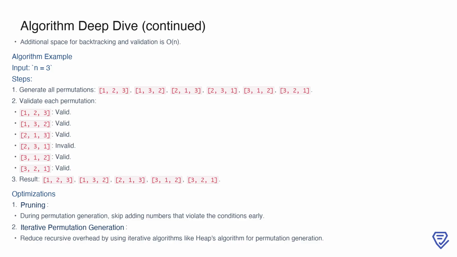Similarly, 1, 3, 2; 2, 1, 3; 3, 1, 2; and 3, 2, 1 are valid, but 2, 3, 1 is invalid because it fails the conditions at one or more indices. The final result includes all valid permutations. Optimizations such as pruning invalid branches during generation and using iterative algorithms like Heap's algorithm can further improve efficiency by reducing the overhead of recursion.